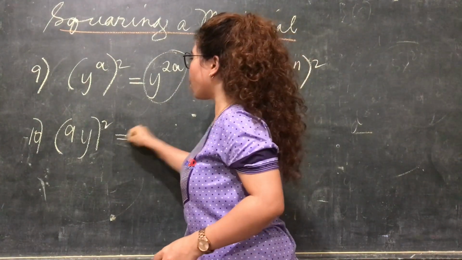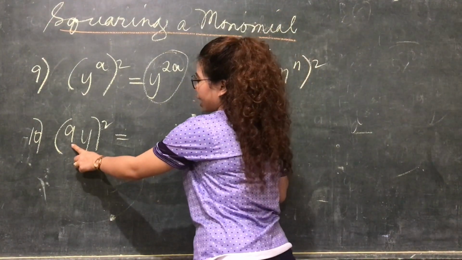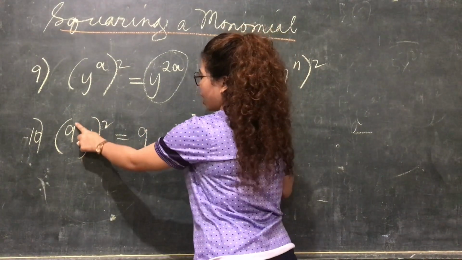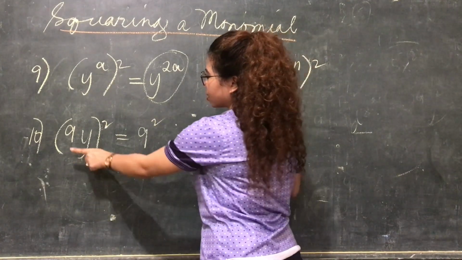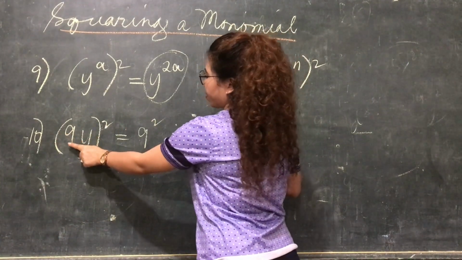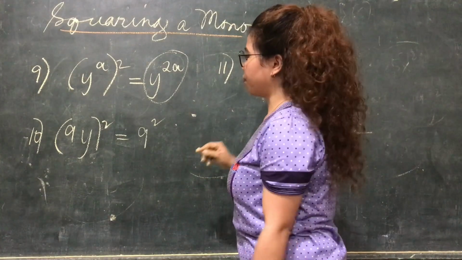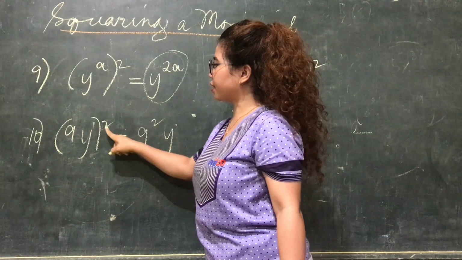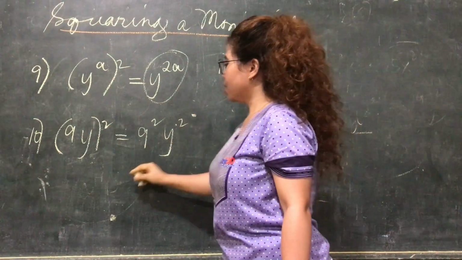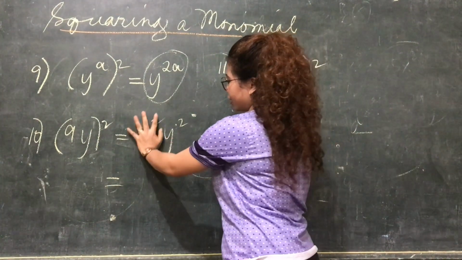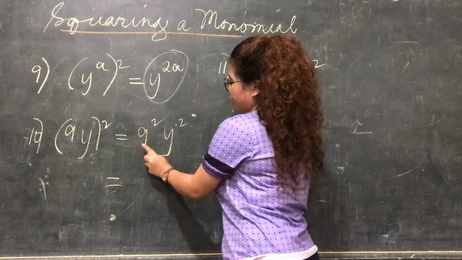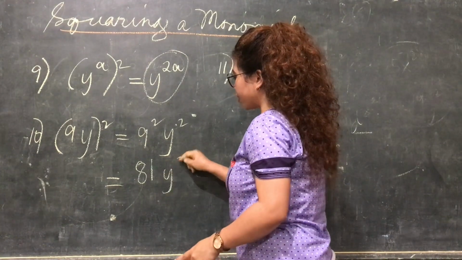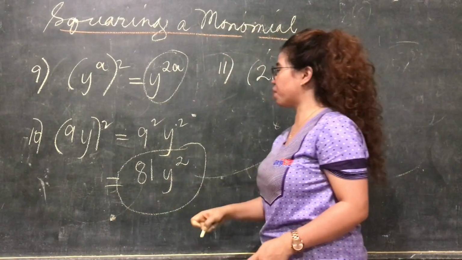Number 10 equals 9. Na siya power nga 1 diha. 1 times 2, you have 2. Pwede na good 9 times 9, you have 81. Copy ang y. Si y na exponent nga 1, i-times kang 2. 1 times 2, you have 2. Simplify na ni. 9 times 9, you have 81. So the answer is 81y squared.